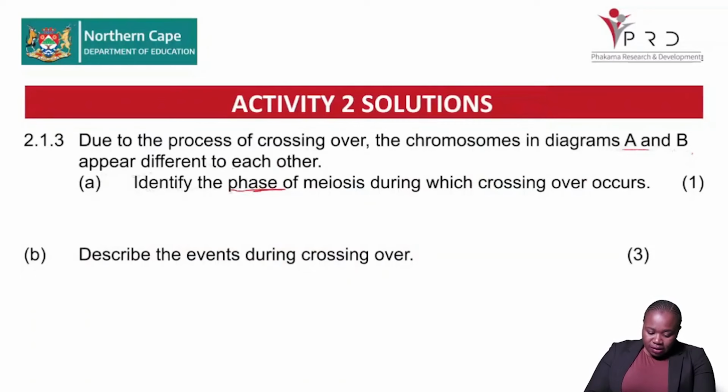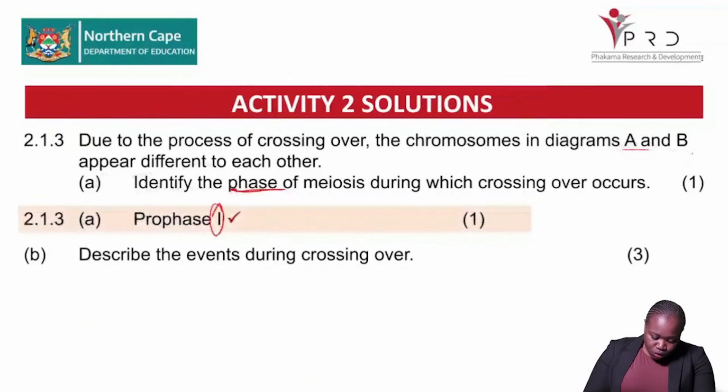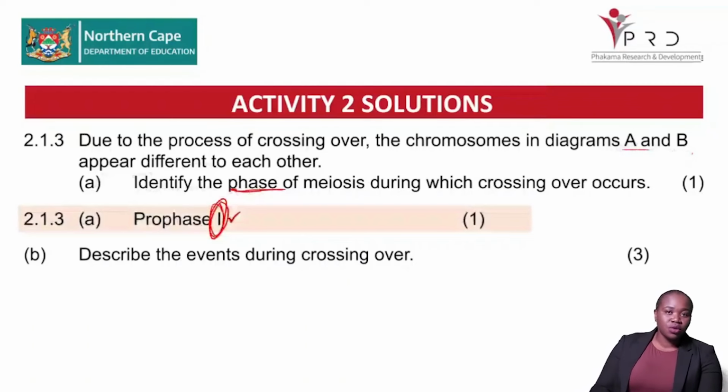Identify the phase of meiosis during which crossing over occurs. Remember, crossing over takes place during prophase 1. If you do not say 1, you lose that mark. B, describe the events during crossing over. Here you must describe what happens during crossing over.